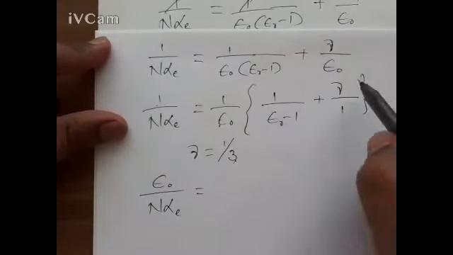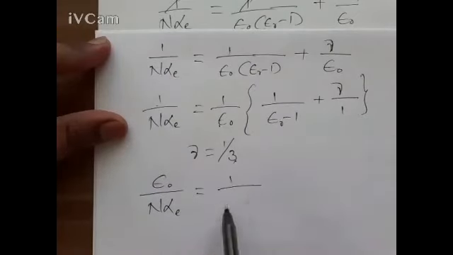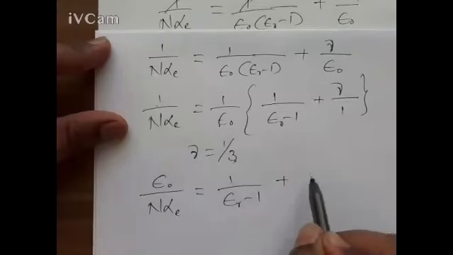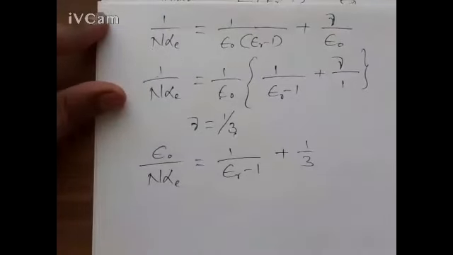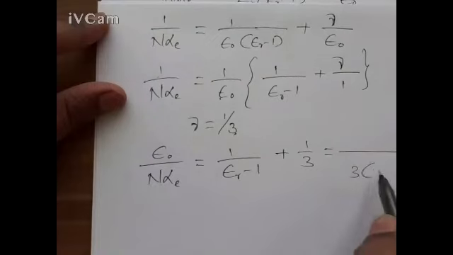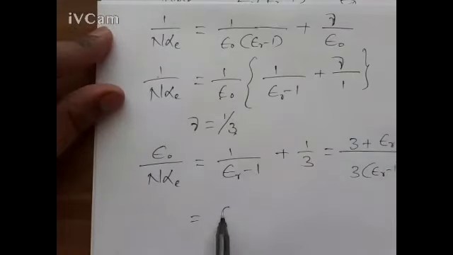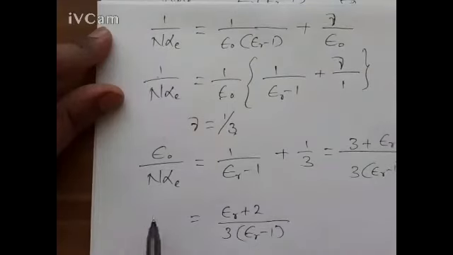what I'll get is 1 divided by 3. 1 divided by epsilon r minus 1 plus 1 by 3 is this. So take the LCM, it will be 3 into epsilon r minus 1. So it will be 3 plus epsilon r minus 1. What I get is epsilon r plus 2 divided by 3 into epsilon r minus 1. This is epsilon naught divided by n epsilon e.